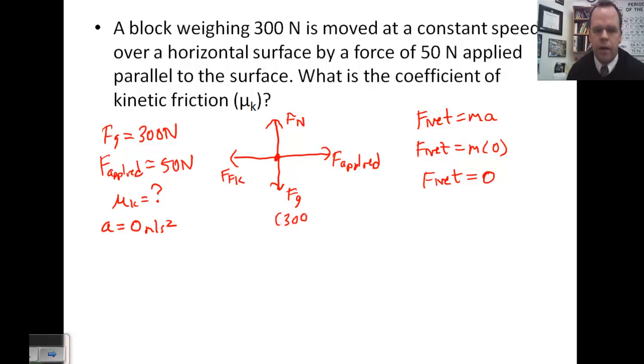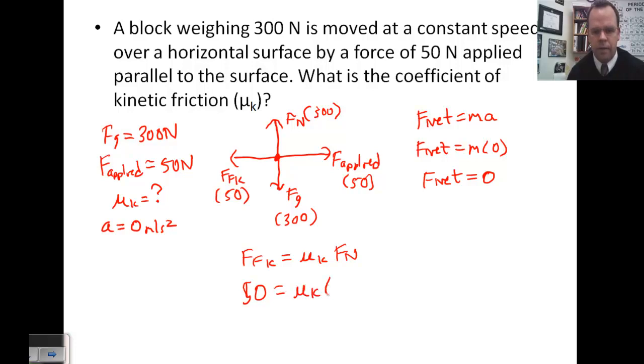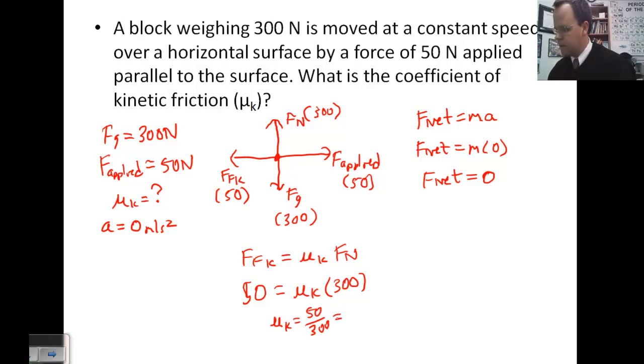So all four of these forces have to cancel out. I know this force is 300. I know this force, therefore, is 300 going up. I know this force is 50, which means this force must be 50 in the other direction. So force friction kinetic is the coefficient of kinetic friction times the normal force. So 50 equals the coefficient of kinetic friction times 300. So the coefficient will be 50 divided by 300, which would be 0.167.